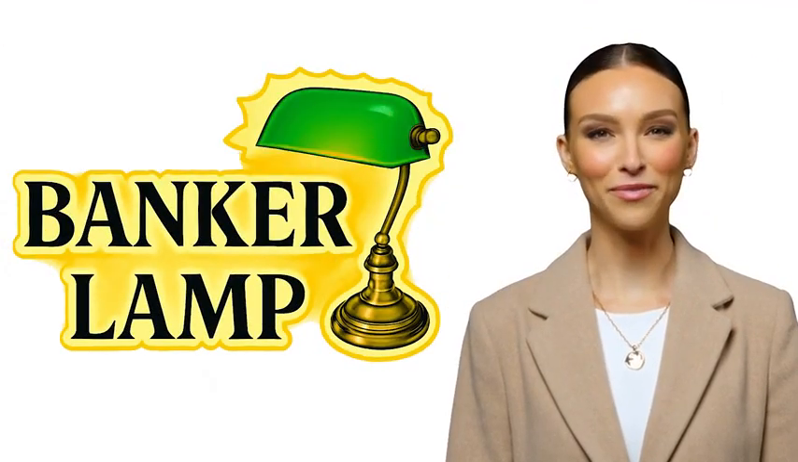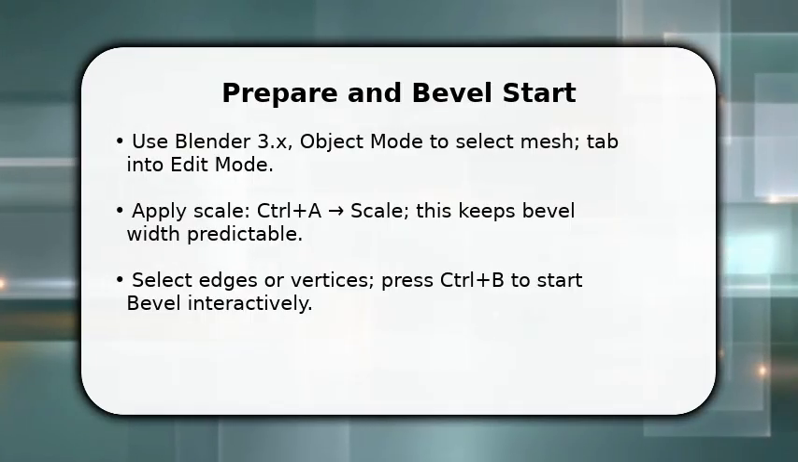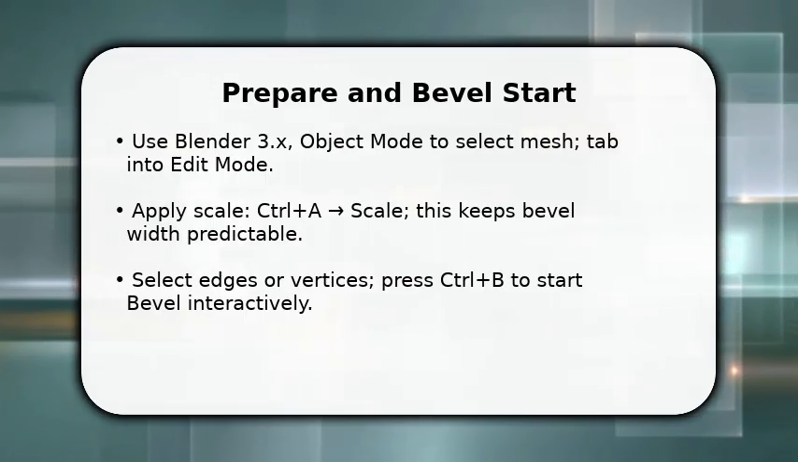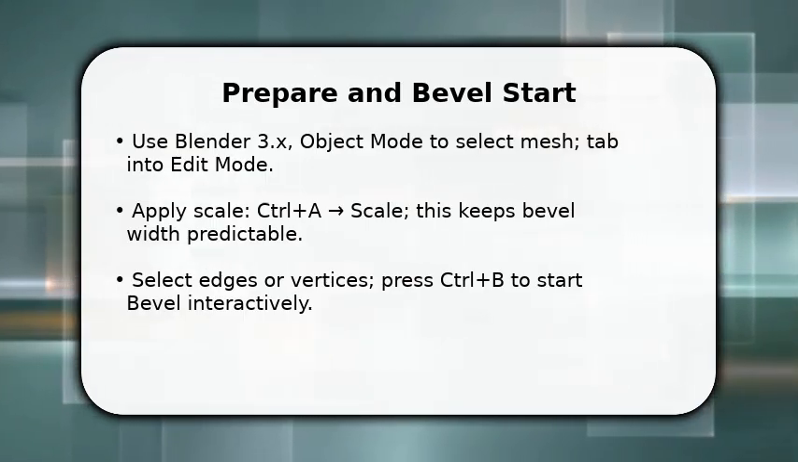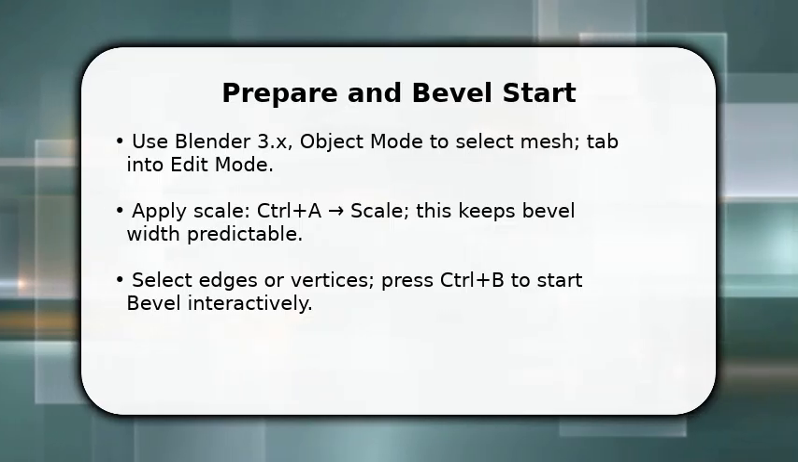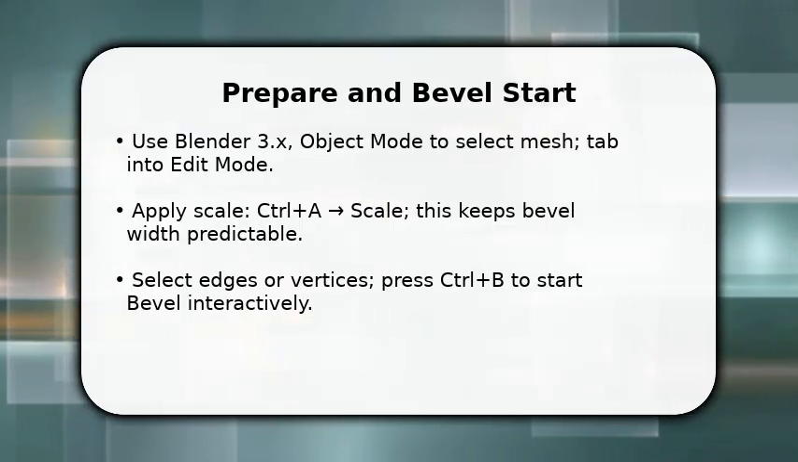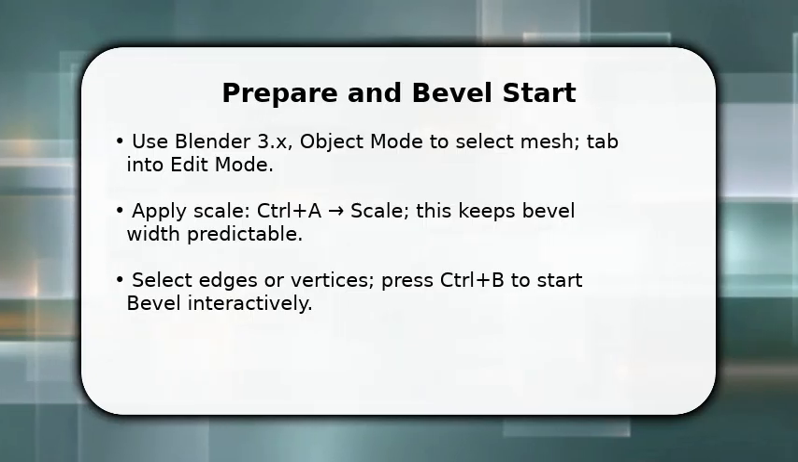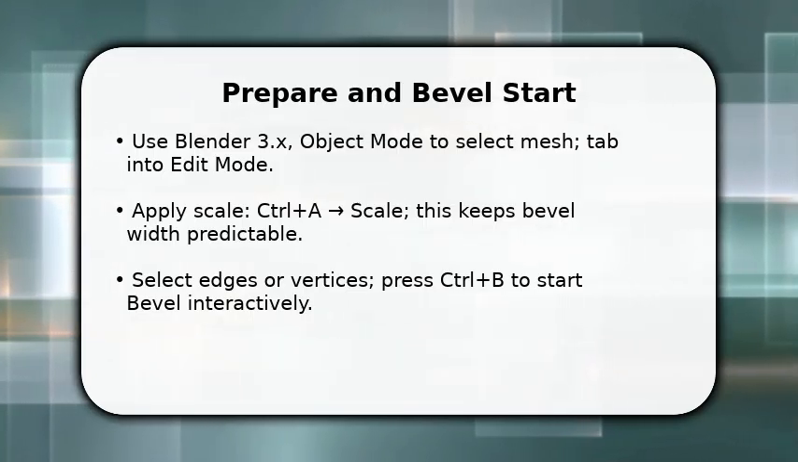You begin with a clean mesh and applied scale so bevels behave predictably. This matters because non-applied scale skews width. Once in edit mode, select the edges or vertices you want rounded and press Ctrl+B to activate the bevel tool.